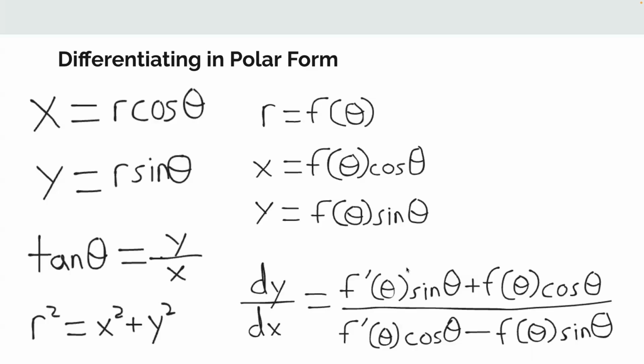So an easy way to just remember this is just y prime over x prime. So it'll be f of theta sine theta over f of theta cosine theta. I just solved it using the product rule for the two different functions, f of theta cosine theta and f of theta sine theta.